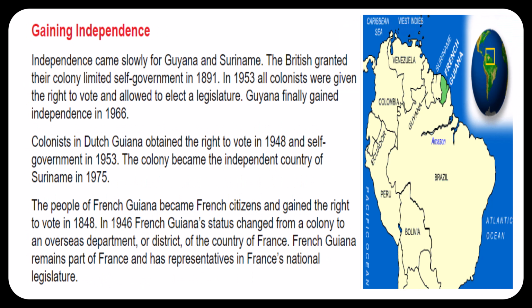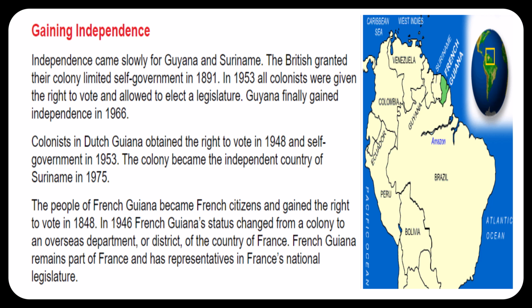Gaining independence. Independence came slowly for Guyana and Suriname. The British granted their colony limited self-government in 1891. In 1953, all colonists were given the right to vote and allowed to elect a legislature. Guyana finally gained independence in 1966. Colonists in Dutch Guiana obtained the right to vote in 1948 and self-government in 1953. The colony became the independent country of Suriname in 1975.